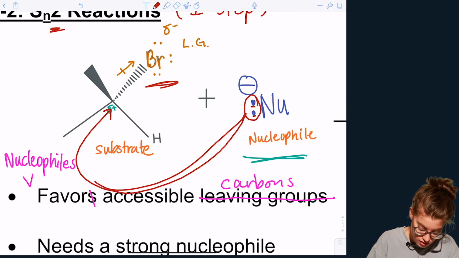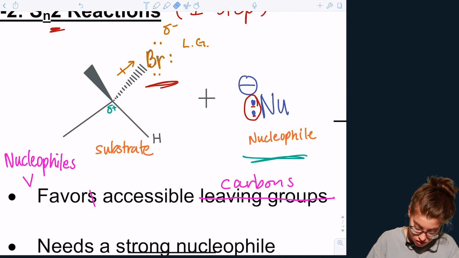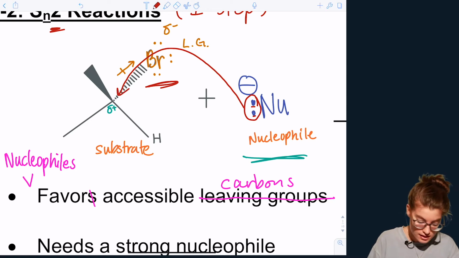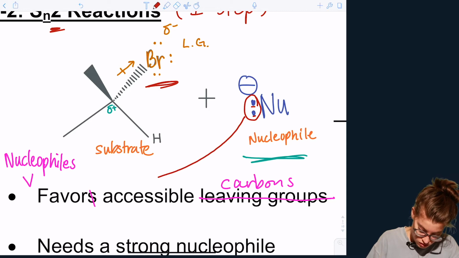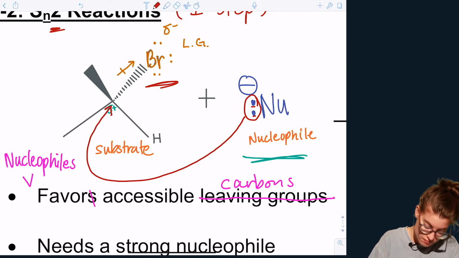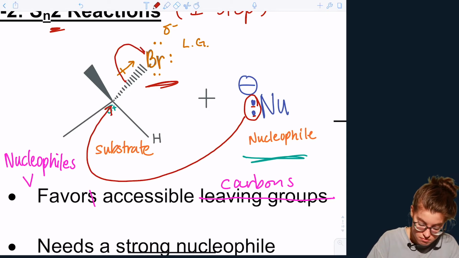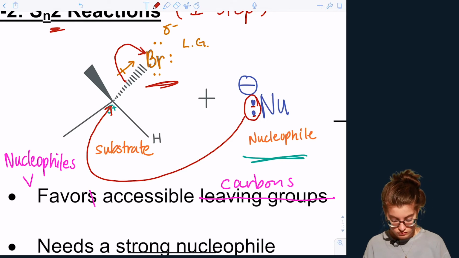That's why I drew this arrow over here. You will not see me drawing it like that, right? It doesn't want to go near the leaving group, okay? So it's going to attack from the back, and then of course that pushes the bromine off, okay?